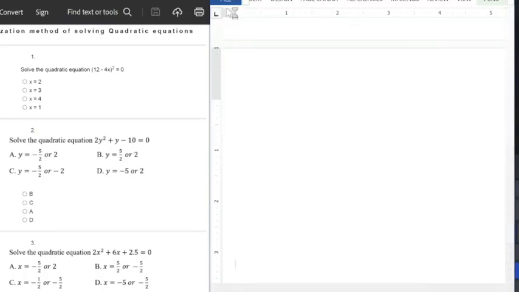So in this class, we want to look at the factorization method of solving quadratic equations. We have about 5 questions here, so let's look at it.